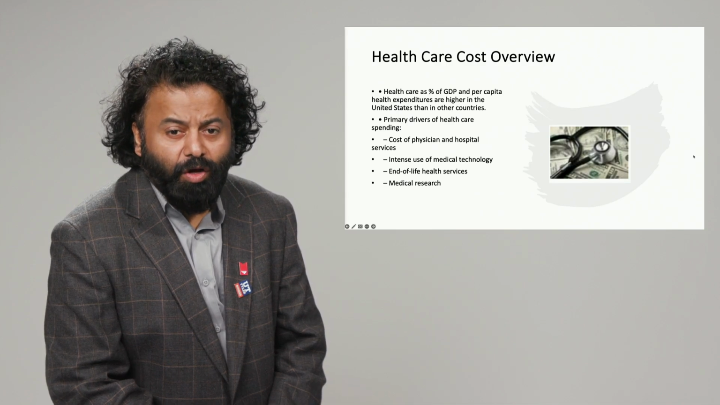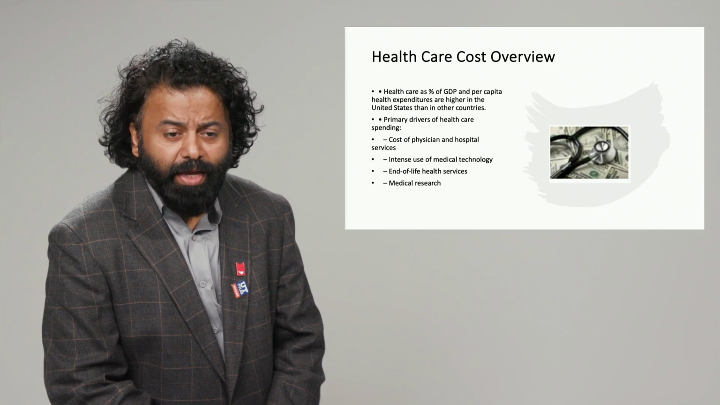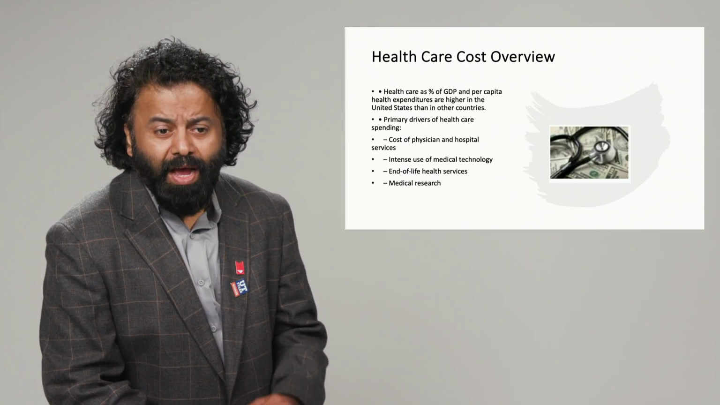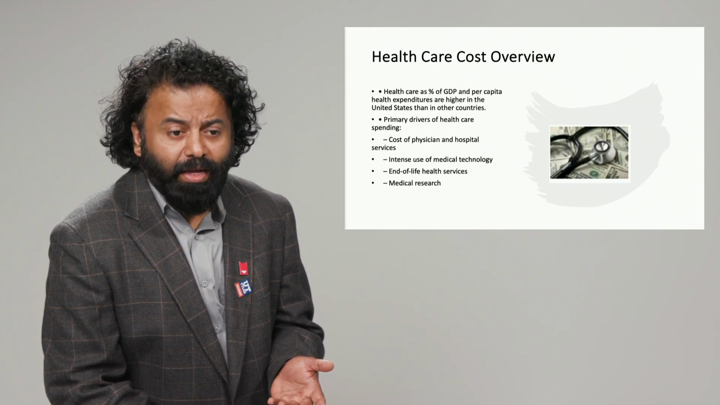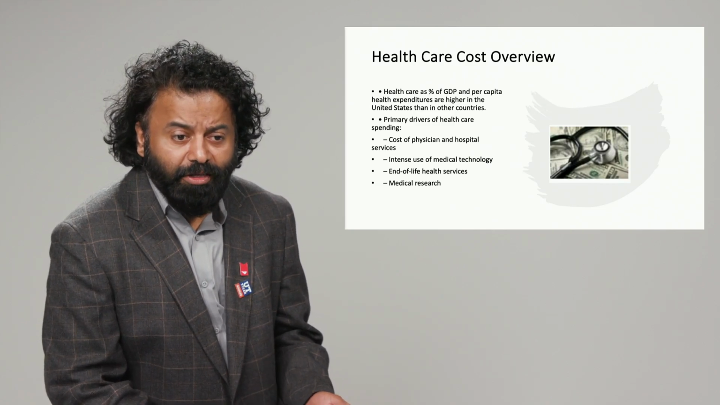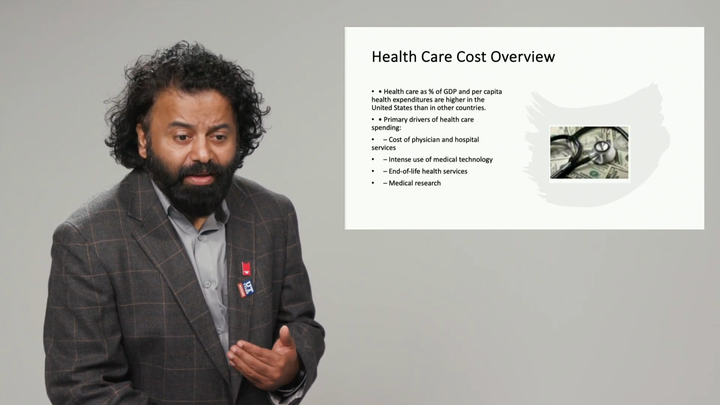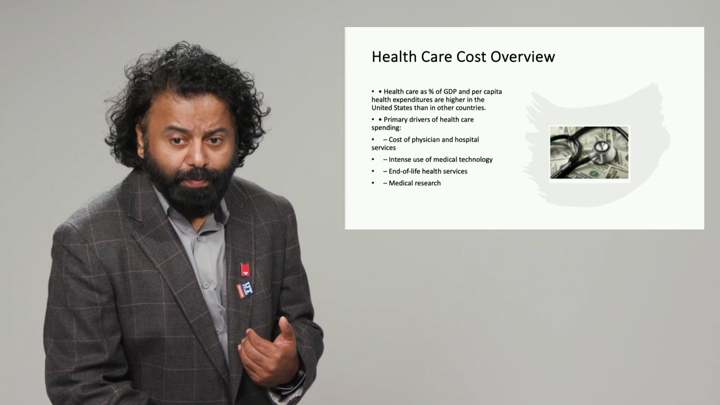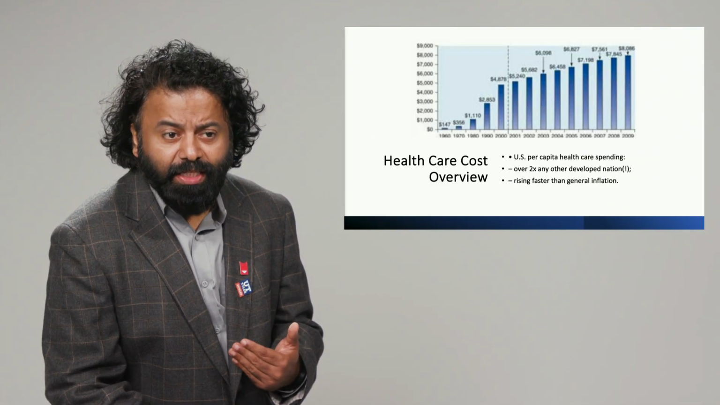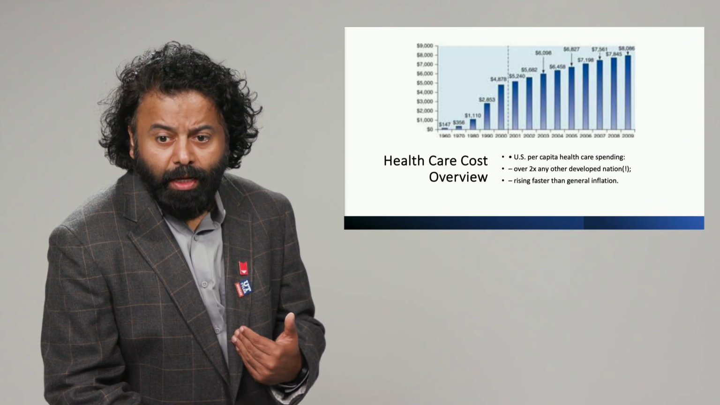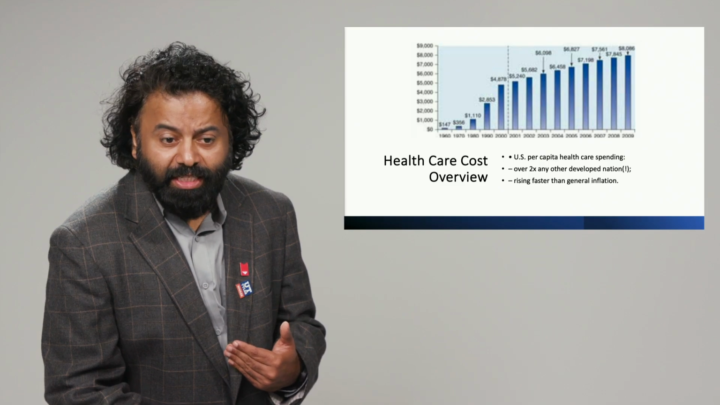So, healthcare cost overview. Healthcare as a percentage of GDP and per capita health expenditures are higher in the United States than in other countries. Primary drivers of healthcare spending include the cost of physician and hospital services, intense use of medical technology, end of life health services, and medical research. US healthcare spending per capita is more than double that of any other developed country and is increasing faster than general inflation.